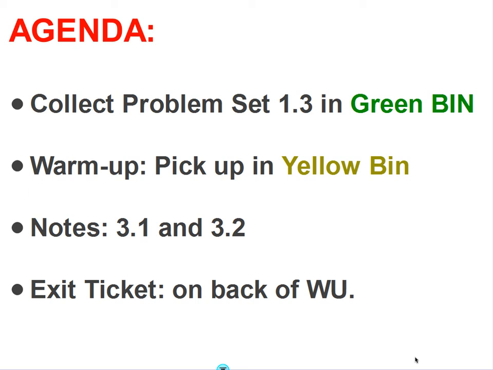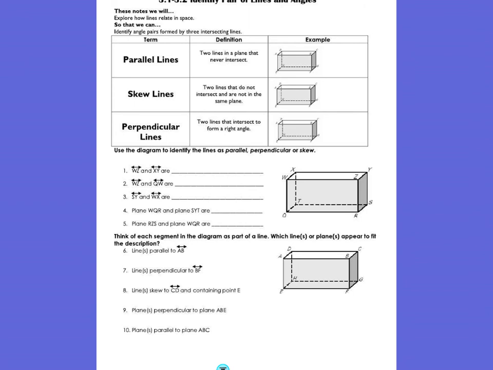Alright, so let's first go ahead and look at our notes in our notes packet. It's got an orange cover to it this year, and that's our first page of our notes, 3.1 and 3.2. More importantly, we're going to be looking at how lines interact with each other in space, and that's going to help us to identify angle pair relationships, specifically when two parallel lines intersect a transversal, or a third line. Okay?